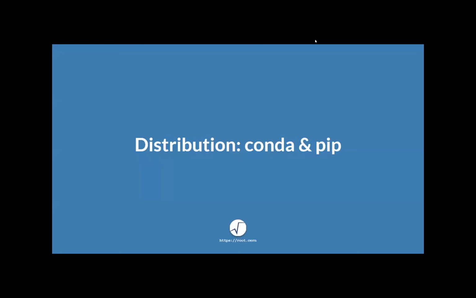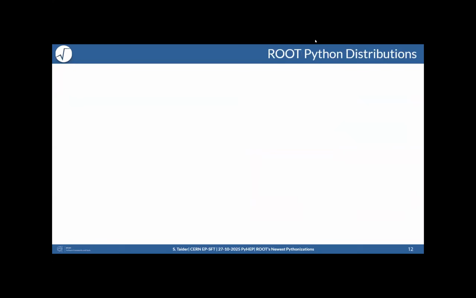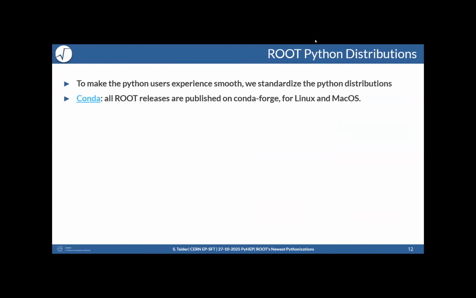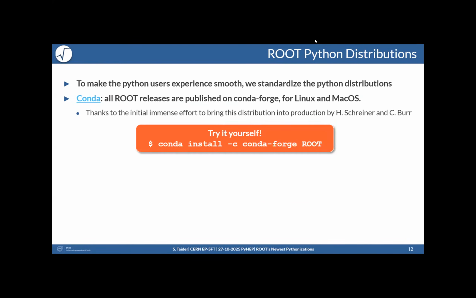Moving on to the last aspect, distribution. To make the Python experience even smoother, we have increased the effort into distributing ROOT through commonly used Python packaging systems. And we do this through conda and pip. On the conda side, the system is already in production. All ROOT releases are now published on conda-forge and available for Linux and macOS. You can try it yourself: conda install root.